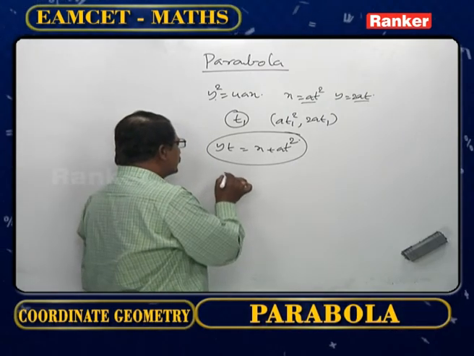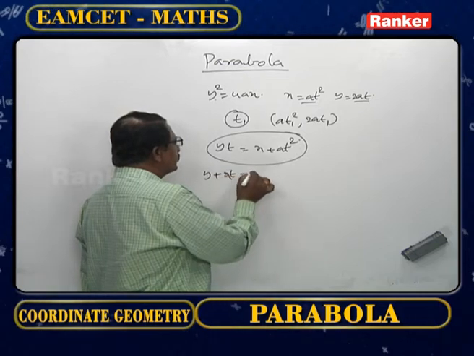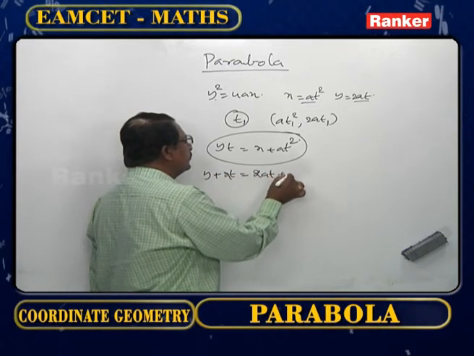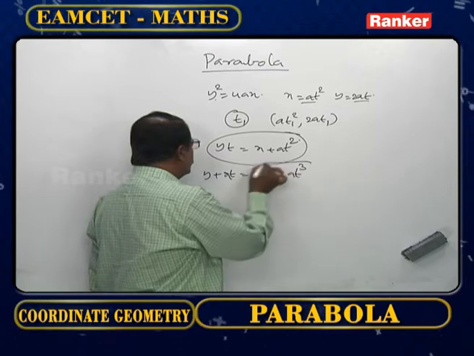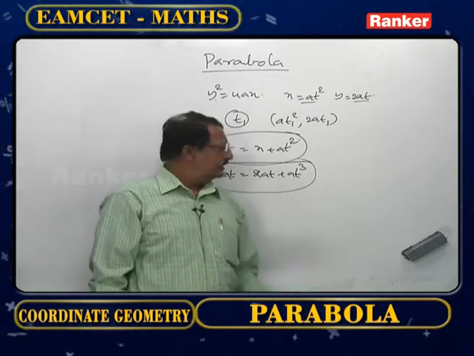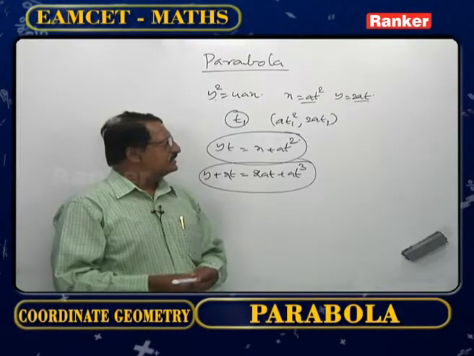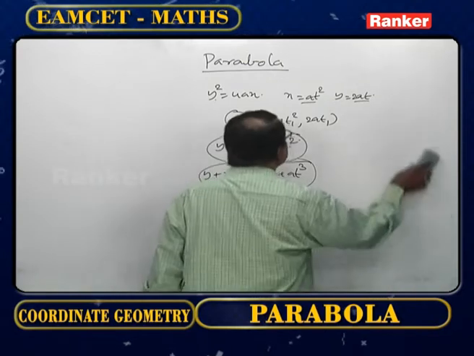Similarly, the equation of the normal at the point t is y + xt = 2at + at³. Now we can discuss the problems.